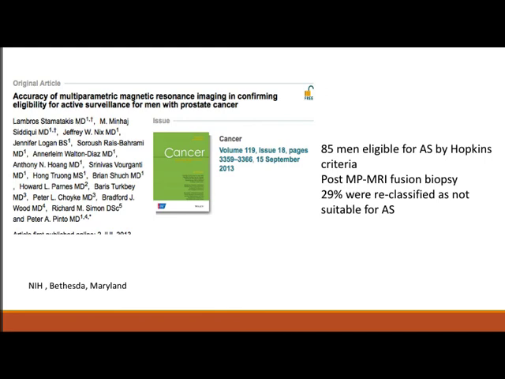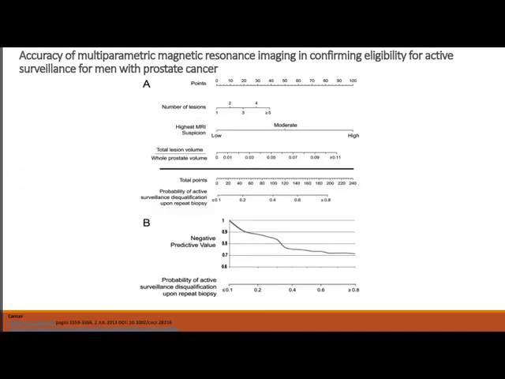So Stamatakis et al. looked at the accuracy of MRI in confirming eligibility for active surveillance. They took 85 men with Hopkins criteria. Sorry, they did an MRI fusion biopsy. 29% were reclassified as not suitable for AS, and so this is looking at better stratifying them from the outset, so we're not missing the bad actors who we're putting on active surveillance. They came up with this nomogram, which attributed points for the number of lesions seen on the biopsy, the highest MRI suspicion score, and the total lesion volume over the prostate volume. And then that predicts your probability of active surveillance disqualification.